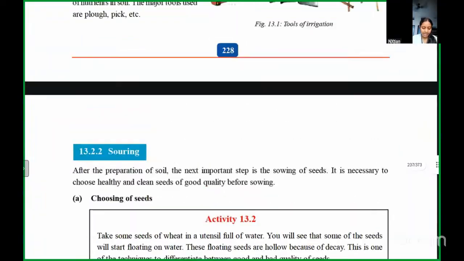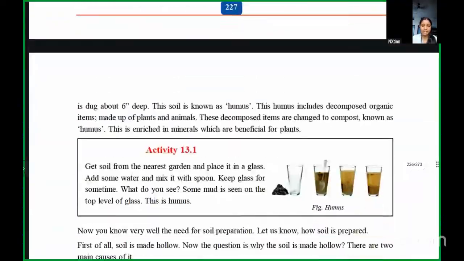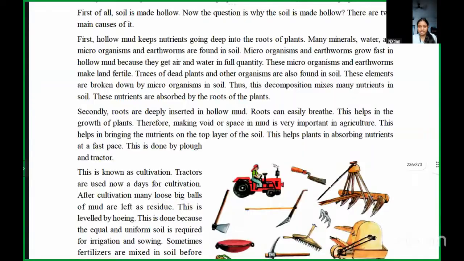Now, any doubt in the first step, preparing of soil? Any doubt in the step preparing of soil? No. Okay.